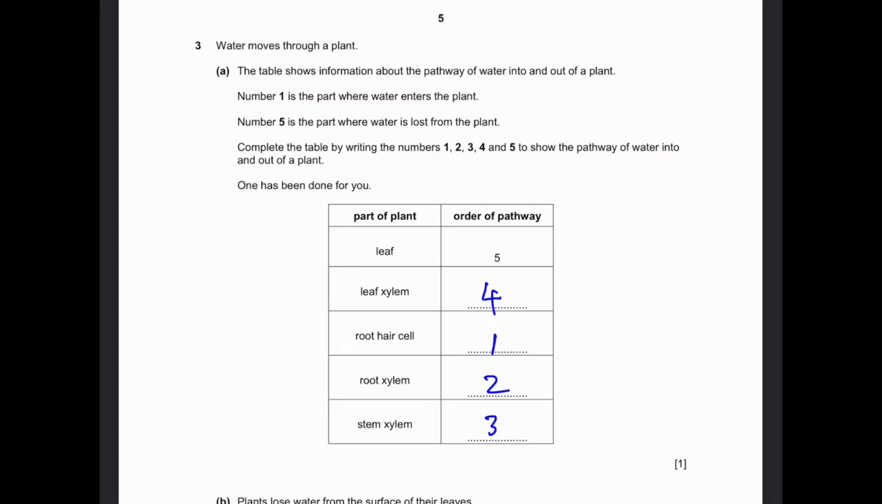If the water is used up in photosynthesis, of course, it does not exist anymore because it has been converted to a different substance entirely. In other words, glucose plus oxygen. So it won't be water anymore. That's why we don't count that. That's our answer.